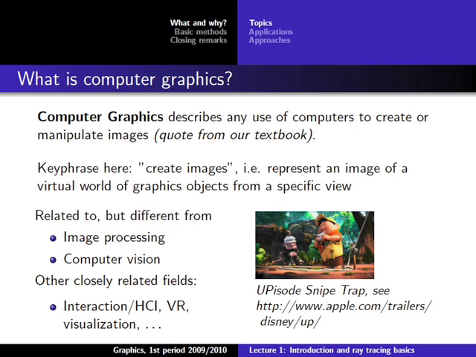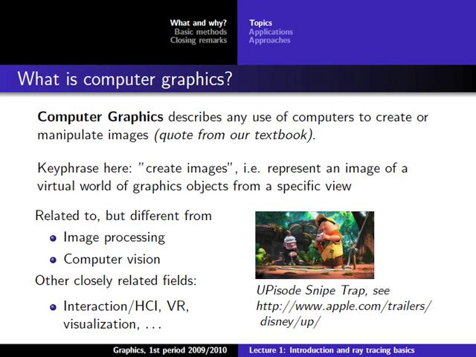For example, in this movie that you saw, or in the image that you see here from the movie, we have this world where we have these two characters, we have the background, and then we create this on the screen. And this is very related to other fields, but it is different, for example, from image processing and computer vision.